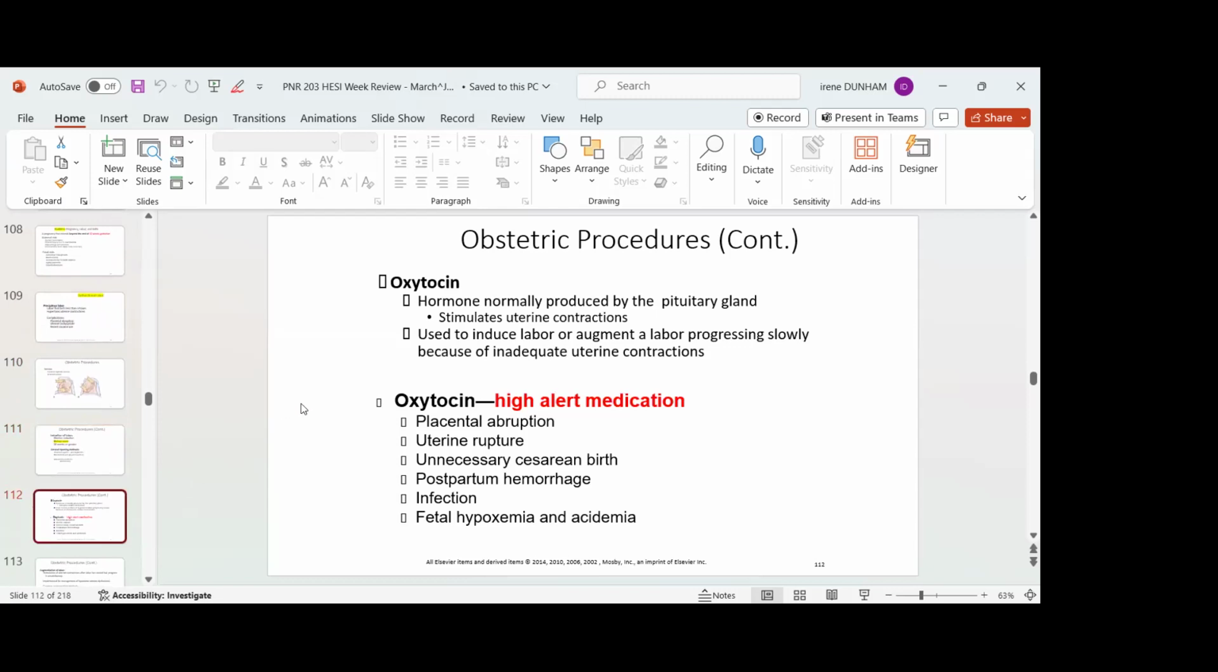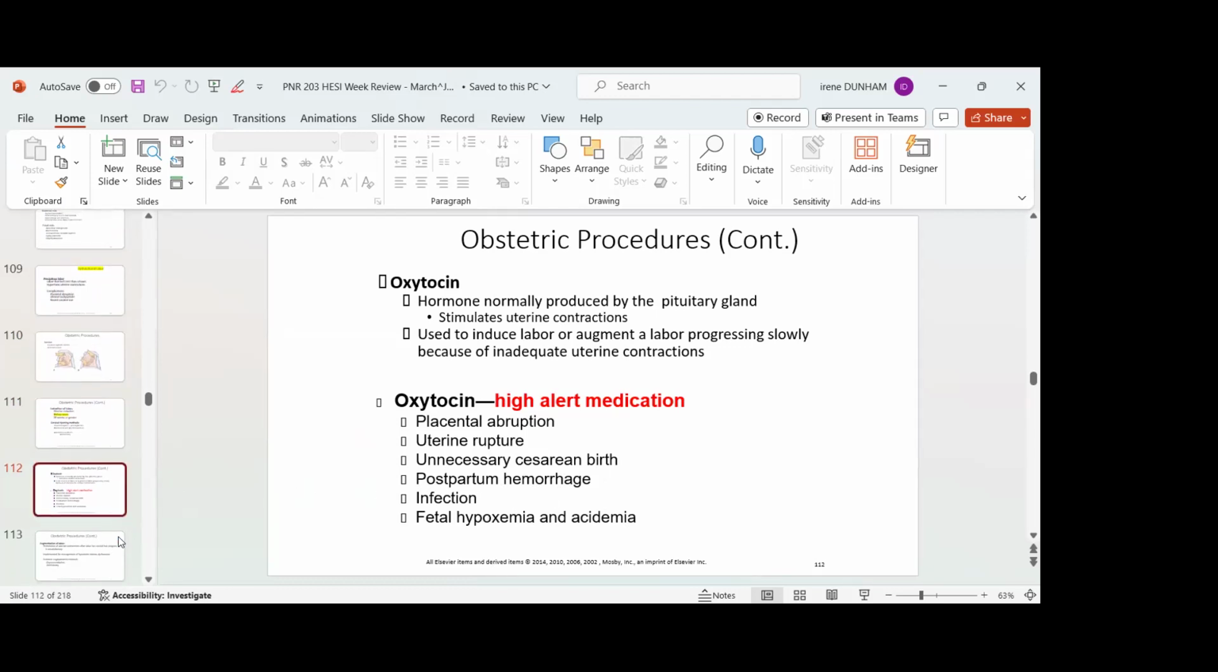Let me tell you something, guys. Oxytocin is a high alert medication. It is so powerful that we give it in milliunits. You have to be very careful because you can abrupt the placenta. You can cause her uterus to rupture, and then she ends up with a cesarean. You can cause postpartum hemorrhage and infection. You can also cause the baby to have lack of oxygen and be acidotic at birth.